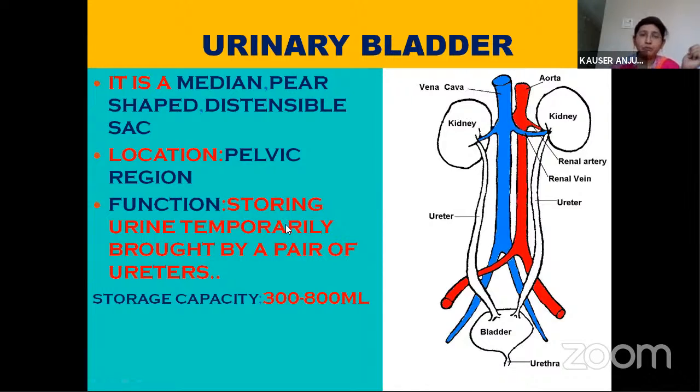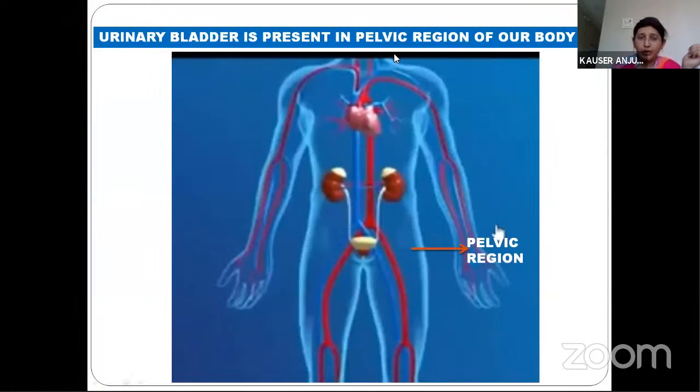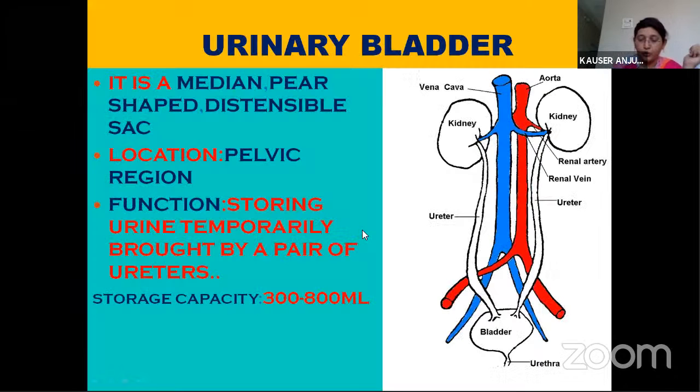Okay. Next, coming to the location, it is present in the pelvic region. So where is the pelvic region? See here, children, this is the thoracic cavity, and this is the abdomen, and below the abdomen, this region is called the pelvic region. The pelvic region is in between the abdominal cavity and the legs. So in this region, this sac-like structure, which is called the urinary bladder, is present.